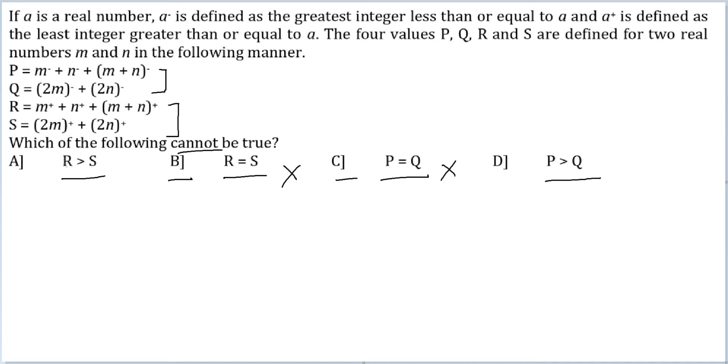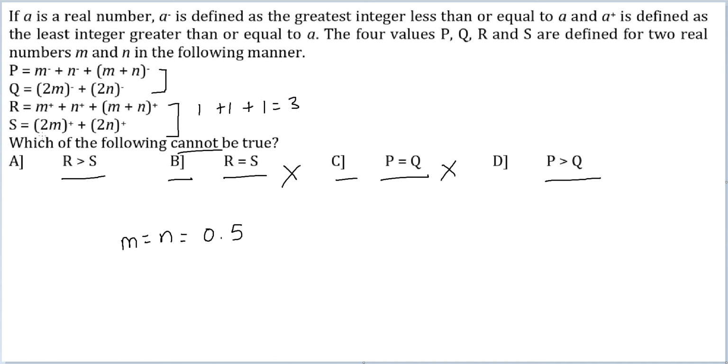We only need to see, can R be greater than S and can P be greater than Q? I'm going to check with m equal to n equal to 0.5. So m plus would now become 1, because a plus is defined as the least integer greater than or equal to a. So m plus would be the least integer greater than 0.5, which is 1. n plus would also be 1. And m plus n is 1, so the plus of that is 1. So R would be equal to 3.